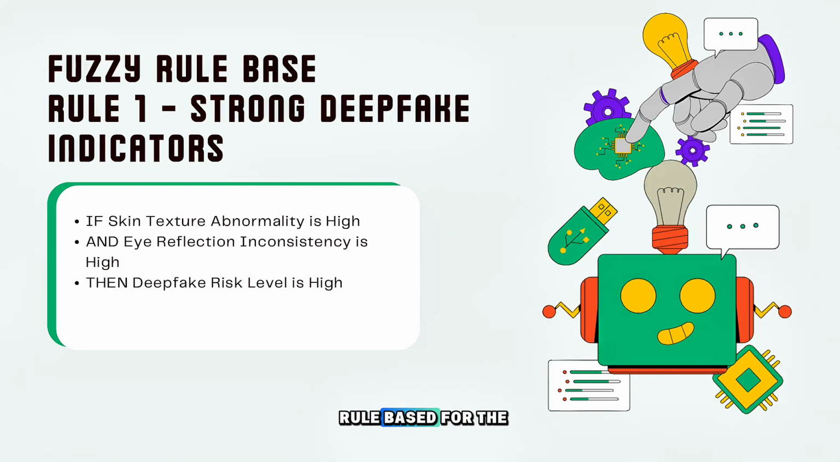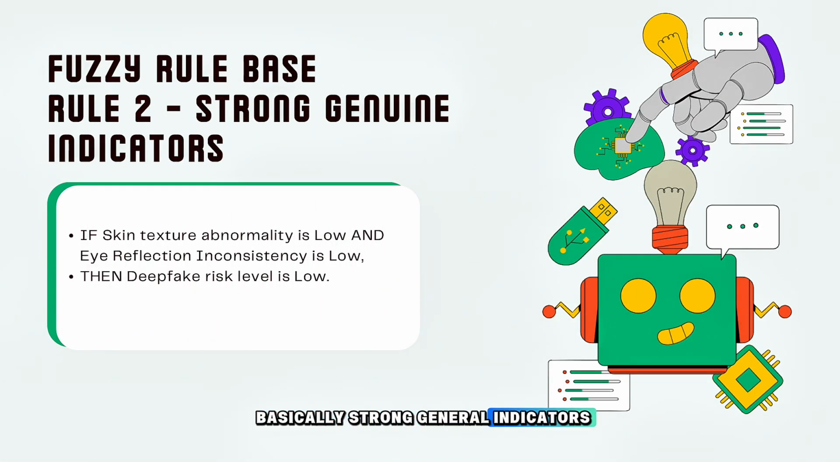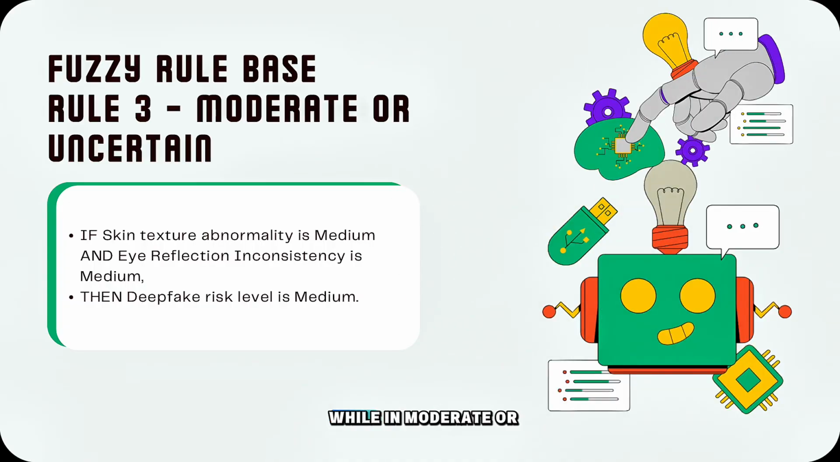For the fuzzy rule base, rule 1, strong deepfake indicators, applies when both skin texture abnormality and eye reflection inconsistency are high. This indicates strong visual manipulation, so the system assigns a high deepfake risk level. Rule 2, strong genuine indicators, applies when both features are low and the image shows natural characteristics, so the system interprets this as low deepfake risk, indicating a likely genuine image. In rule 3, moderate or uncertain, when both features are at medium level, the evidence is unclear. This results in a medium deepfake risk, representing uncertainty rather than a definite conclusion.